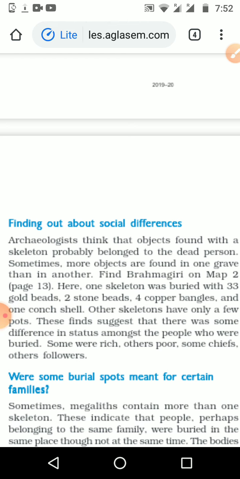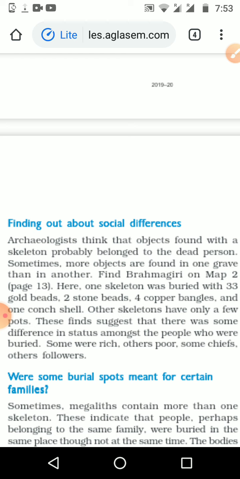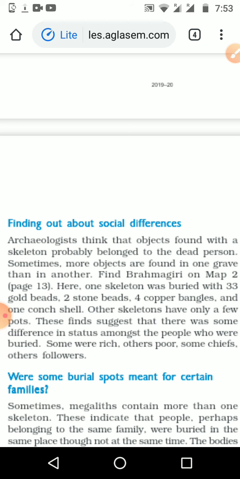Means, according to social differences, for example Brahmin, Kshatriya, are there any differences in burial places also or not, that we are going to think. Archaeologists think that the objects found with a skeleton probably belonged to the dead person. Sometimes more objects are found in one grave than in another. Means in each burial spot the archaeologists find different things. In some areas they got one item, in some areas different items.